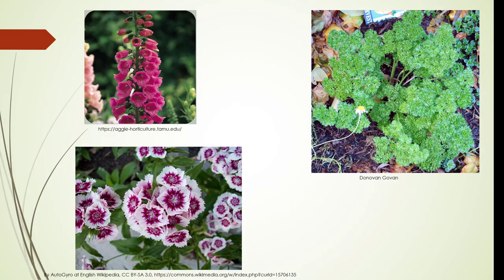And here's some classic biennials. We've got Sweet William on the bottom. We have foxglove on the top. And over here we've got parsley. So the parsley you see here is in its first year. So the next year it's going to flower. That's if it's warm enough for it to stay alive during the winter. But anyway, if you've grown foxglove, you know that the first year you're only going to end up with the rosette.